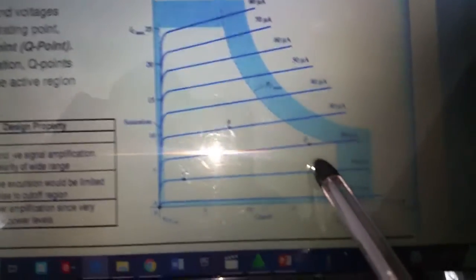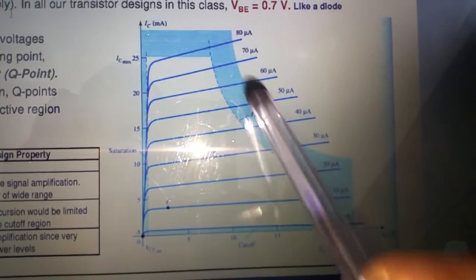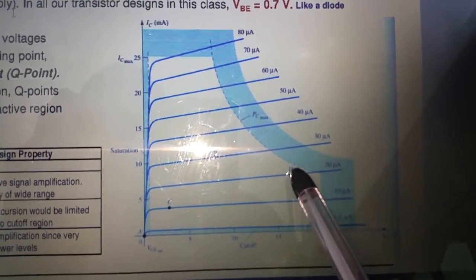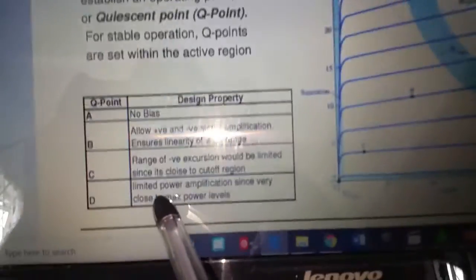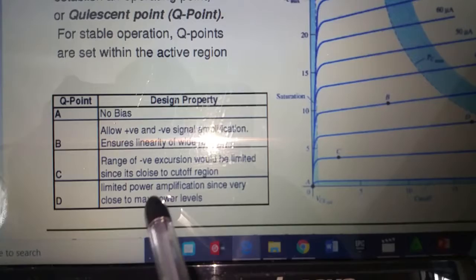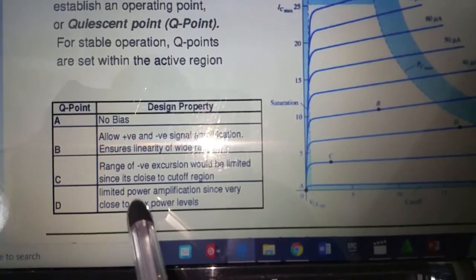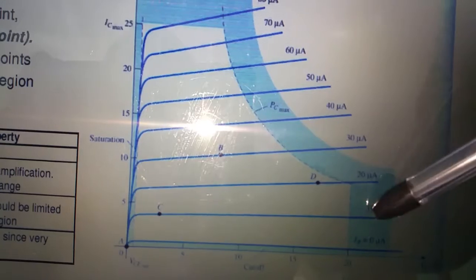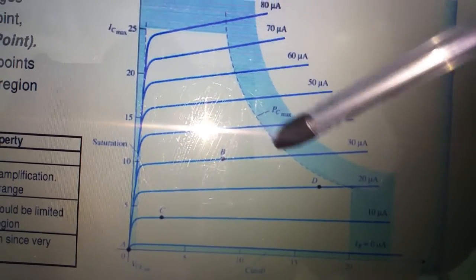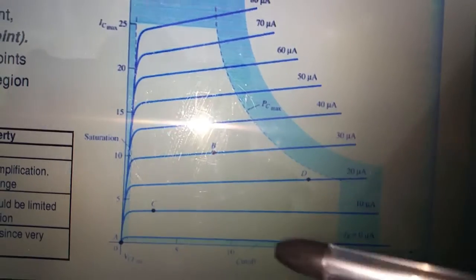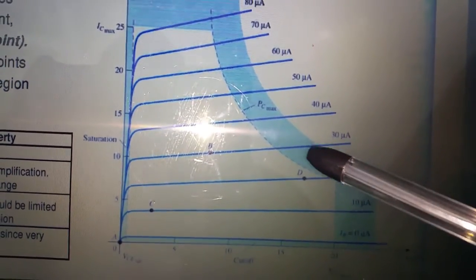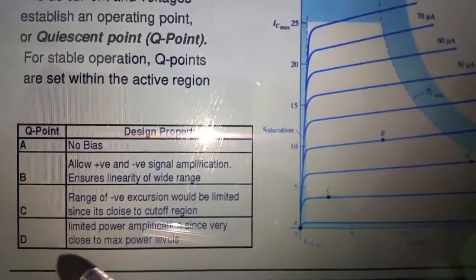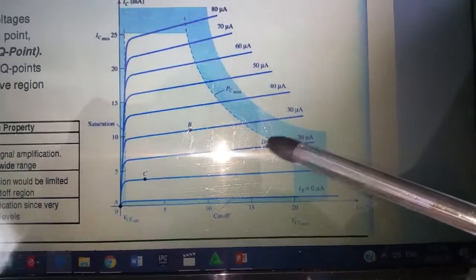Now, if you bias your transistor and the load line falls at D, which is your Q point right here, you'll find that this is what will happen. A limited power amplification, since it is very close to the maximum power levels. So this section here is referred to as the maximum power level. The transistor will not amplify any more than this PC max. So D is too close to the PC max, so you will have a limited power amplification. It will not amplify as much as you will want.